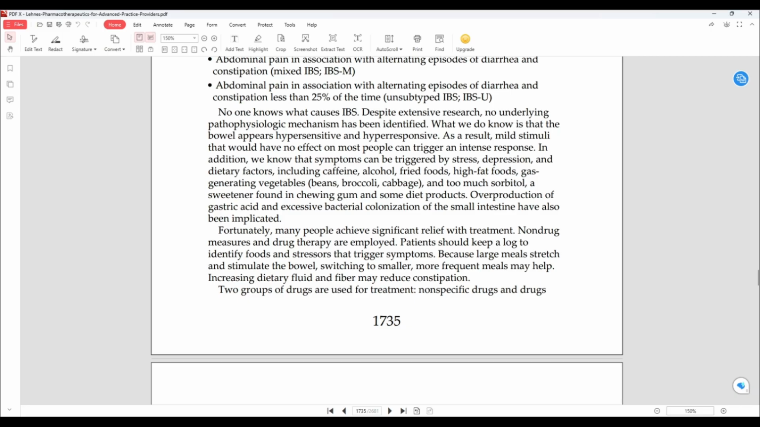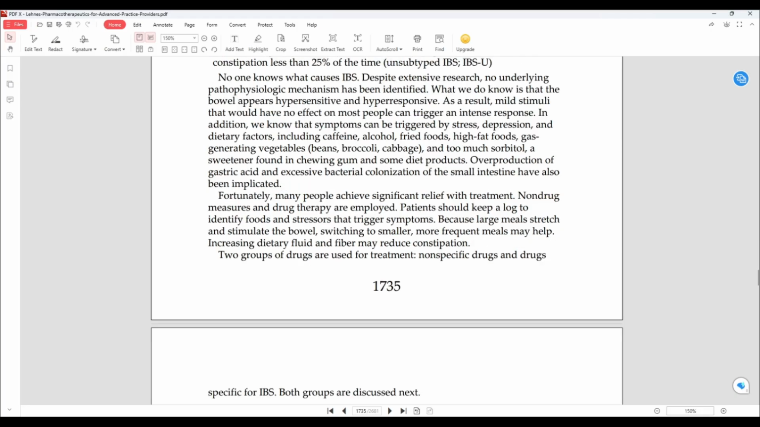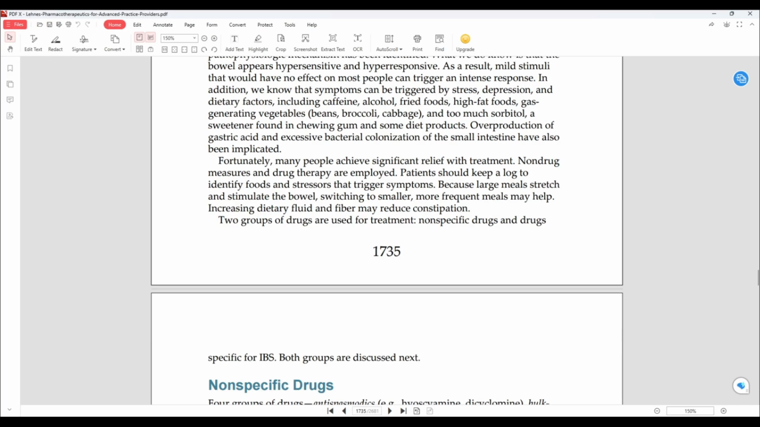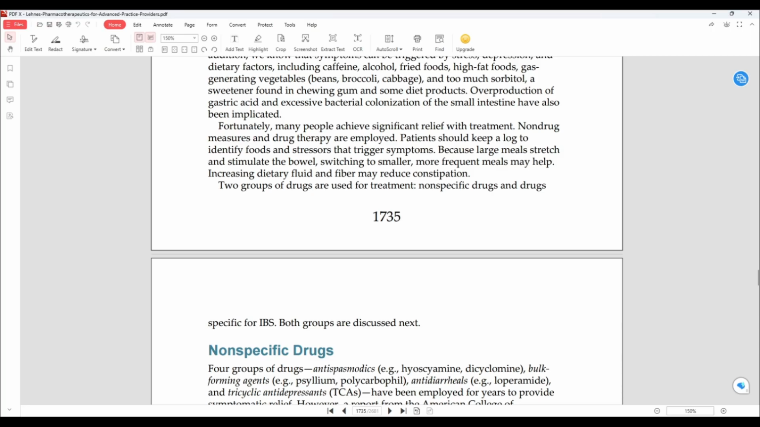Fortunately, many people achieve significant relief with treatment. Non-drug measures and drug therapy are employed. Patients should keep a log to identify foods and stressors that trigger symptoms. Because large meals stretch and stimulate the bowel, switching to smaller, more frequent meals may help. Increasing dietary fluid and fiber may reduce constipation.